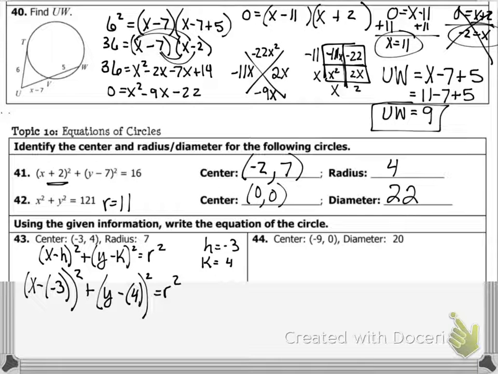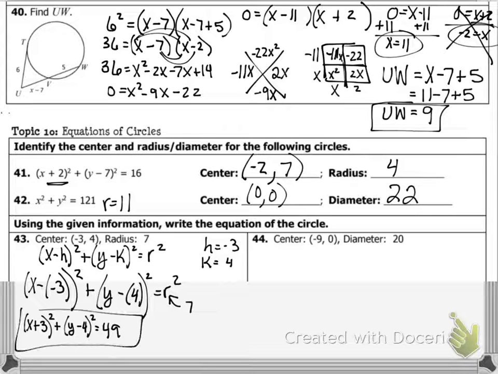Negative negative 3, that's going to get me (x plus 3) squared plus (y minus 4) squared equals 49. I forgot to plug 7 in for my r. Alright, and that's the equation for that circle.